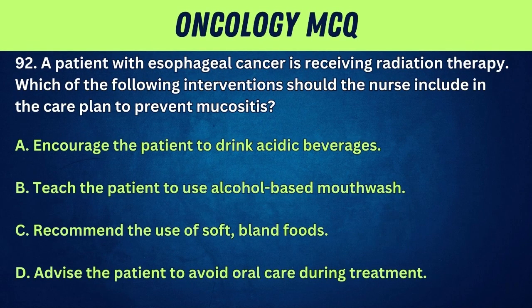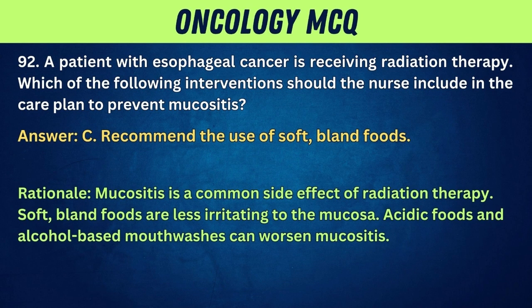92. A patient with esophageal cancer is receiving radiation therapy. Which of the following interventions should the nurse include in the care plan to prevent mucositis? A. Encourage the patient to drink acidic beverages. B. Teach the patient to use alcohol-based mouthwash. C. Recommend the use of soft, bland foods. D. Advise the patient to avoid oral care during treatment. Answer: C. Recommend the use of soft, bland foods.